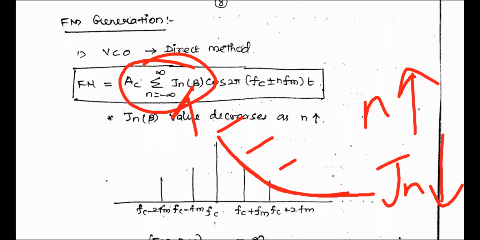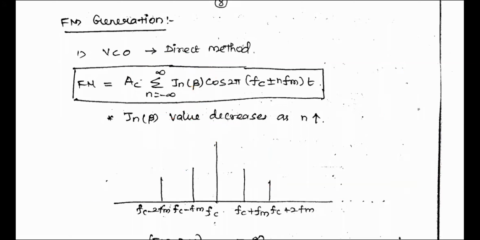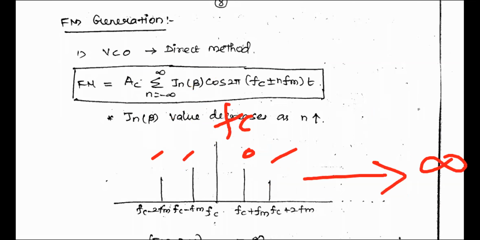Okay. Finally, they have represented the time domain FM waveform in terms of frequency domain representation. Here the center one is the carrier. First upper side band, first lower side band, second upper side band, second lower side band. Like that, it goes up to infinity. This also goes up to minus infinity.